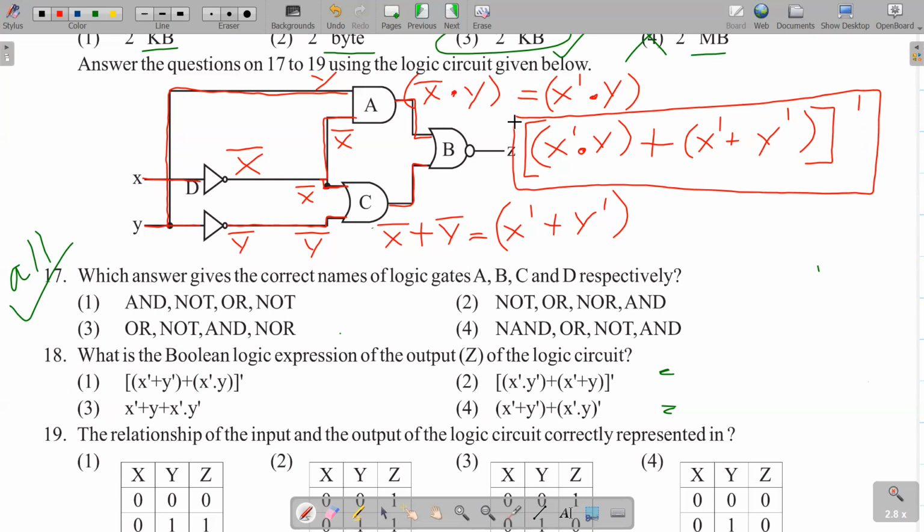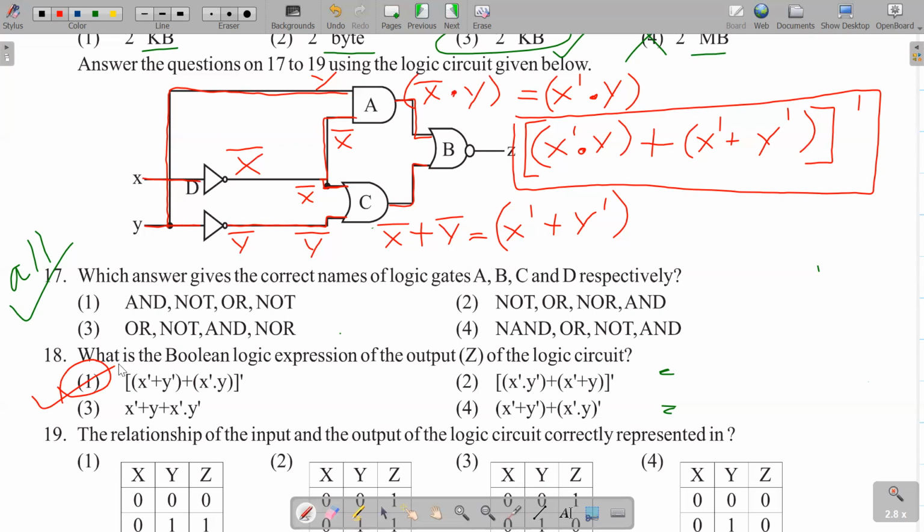That answer is illustrated at number 1, right? The terms are toggled. X bar plus Y bar is first, and X dash dot Y is there, with a bigger dash outside. So that means for the 18th, the first one is going to be the answer. Are we clear about that?